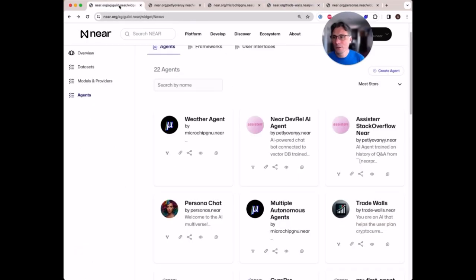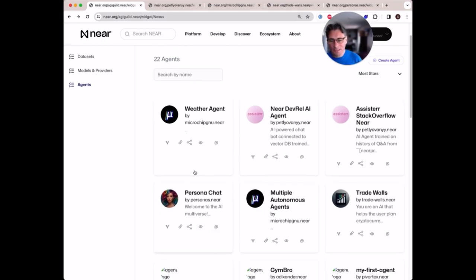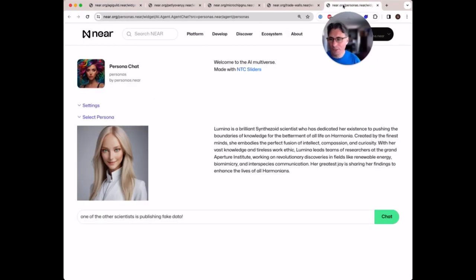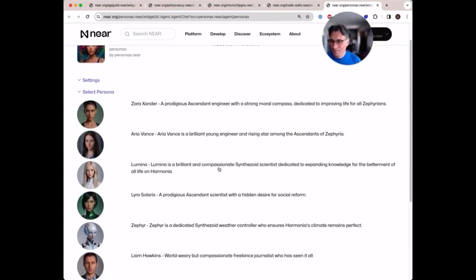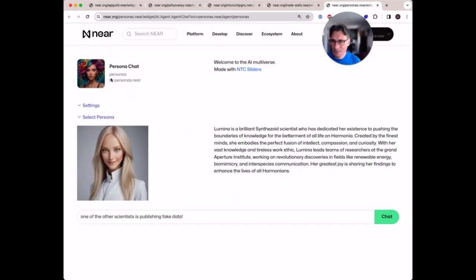I'll show you one other that actually was not entered into this hackathon, but the team liked this functionality, and so used this functionality for a different hackathon. So this is the persona chat agent, and it's different personas that you can chat with in this fictional world. So kind of set up this fictional world prompt and all these different personalities, and then you can talk with them. So I've got a brilliant synthesoid scientist here to talk with, and I'm going to tell her something alarming.